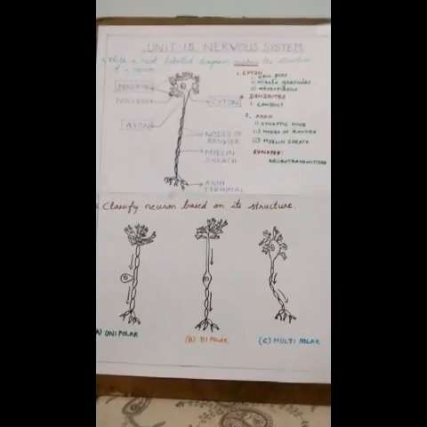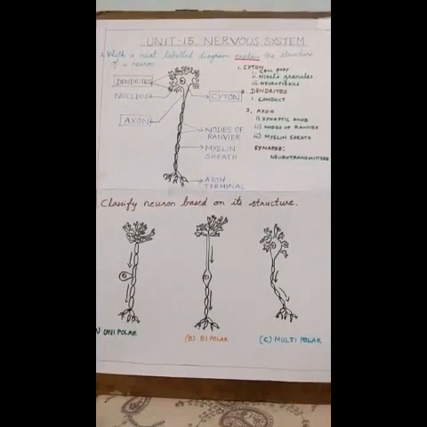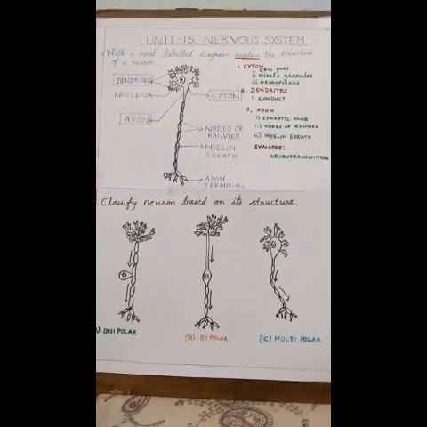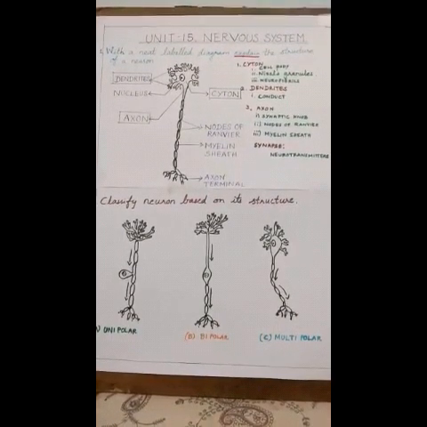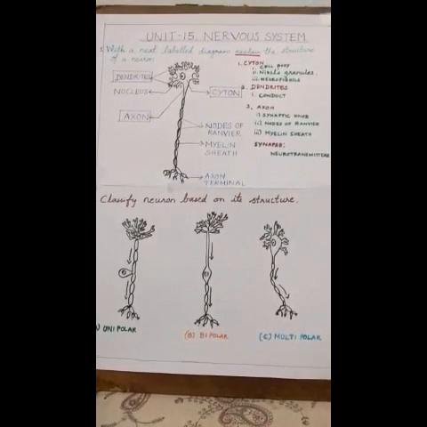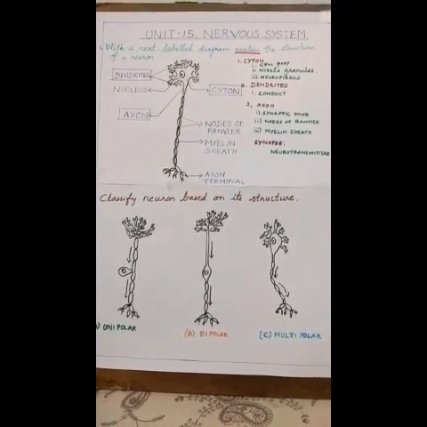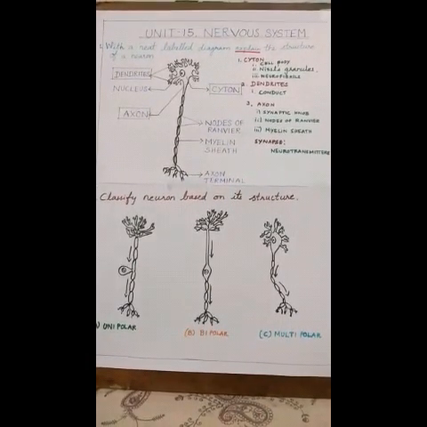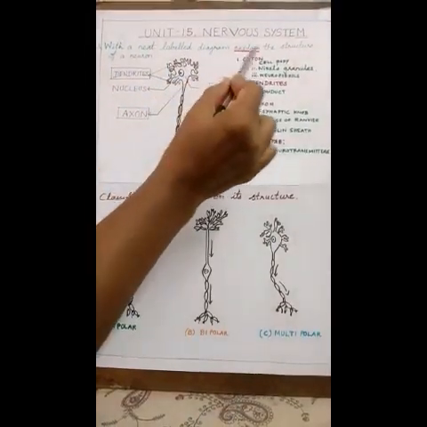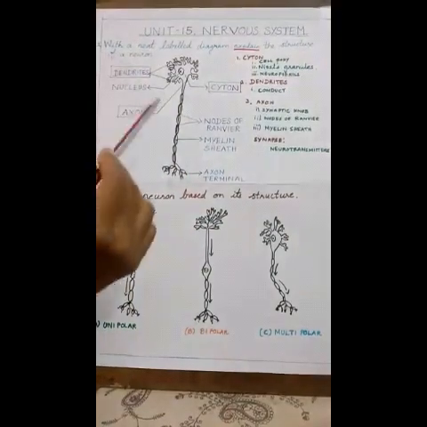Today we are going to discuss the topic nervous system, unit 15 in biology. Most probably long answer questions will come in this chapter. Students, please concentrate on this chapter. Now, first question: with a neat labeled diagram, explain the structure of a neuron.